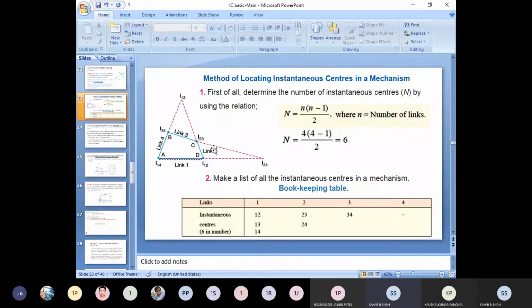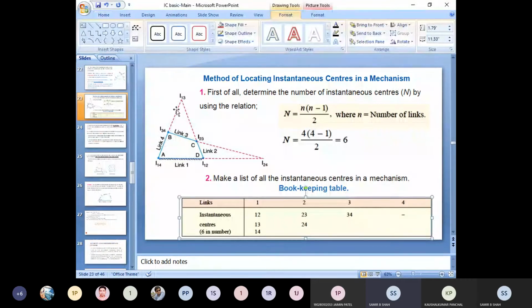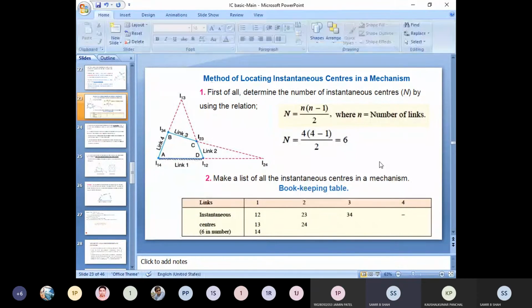In the same way, link 2 is concerned with 2 3 and 2 4, and link 3 is concerned only with 3 4, but not a single link starts with the 4. Okay, so this is the arrangement that we have to follow strictly while we are solving the example.